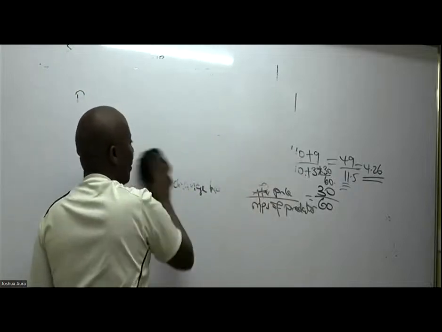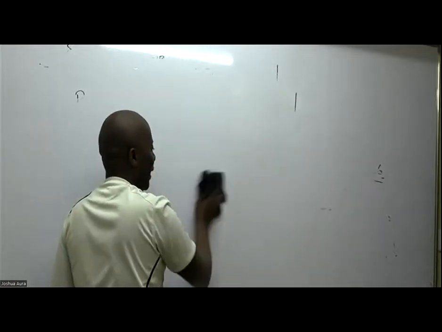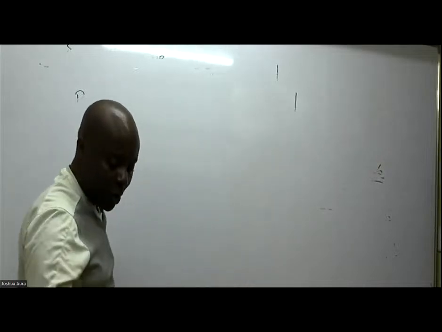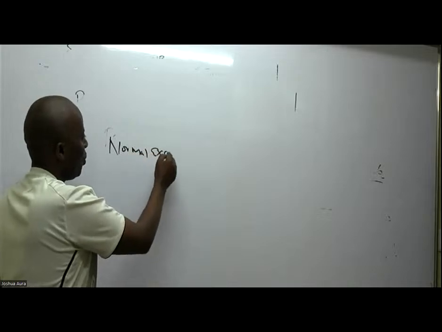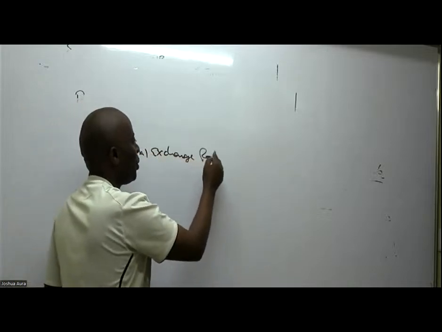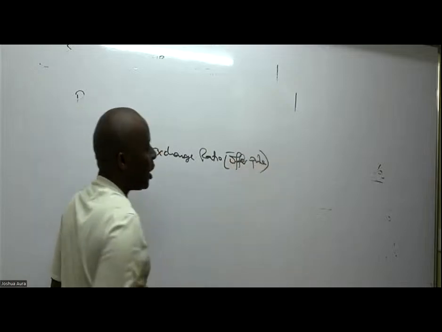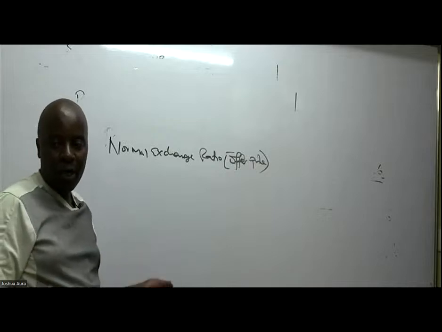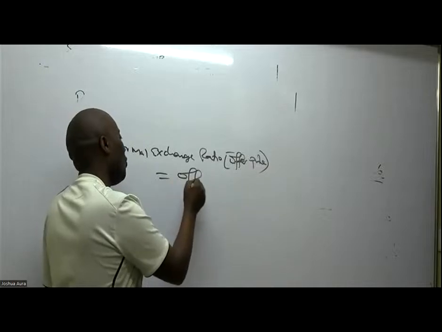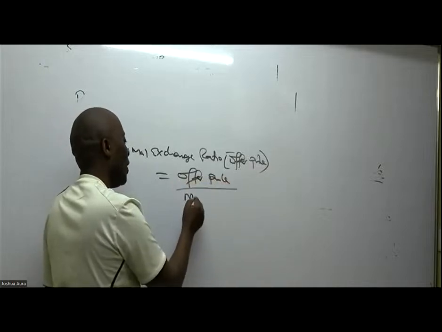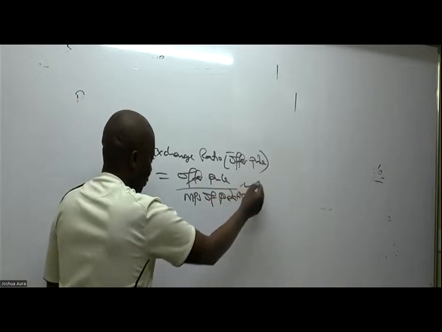So remember, the most important thing is for you to appreciate that we have got two types of exchange ratios. We have the normal exchange ratio. This is the one that we calculate whenever we are given an offer price. And how do we calculate this? We take the offer price given over the MPS of the predator. Very important for you to pick that.